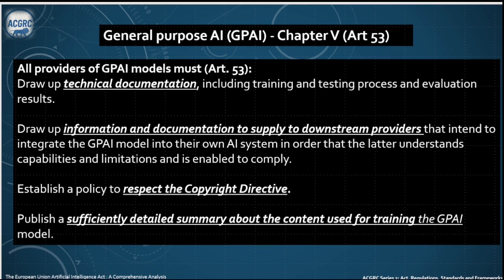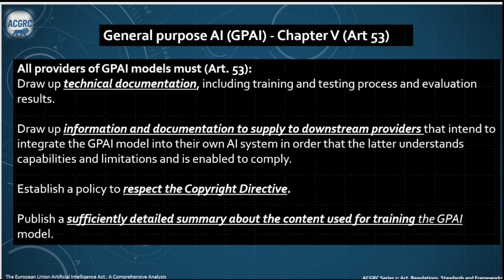All providers of GPAI models must draw up the technical documentation, including training and testing process and evaluation results. This is as per Article 53 of Chapter 5. They should be able to draw up information and documentation to supply to downstream providers that intend to integrate the GPAI model into their own AI systems, in order that the latter understand the capability and limitations and are enabled to comply. We discussed this earlier.